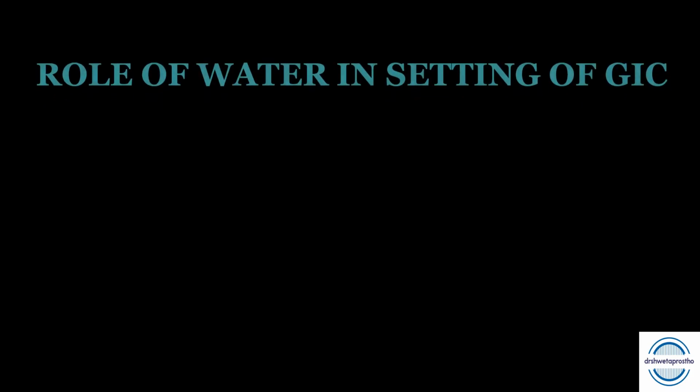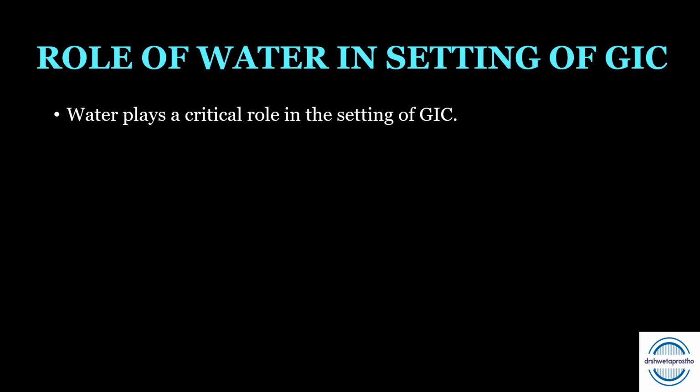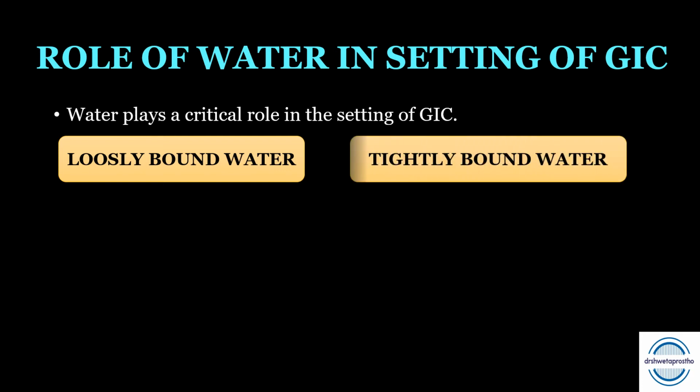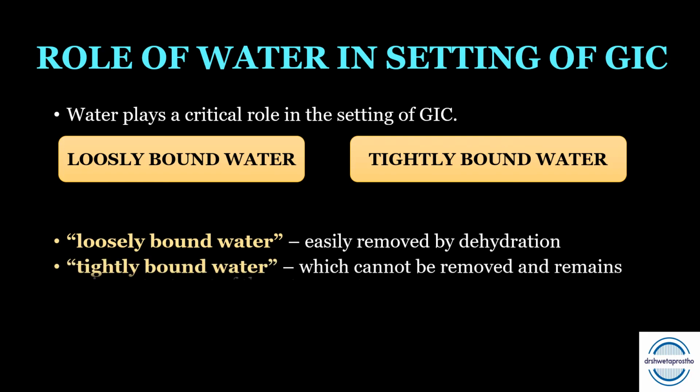Now let us discuss the role of water in the setting of glass ionomer cement. As we just discussed, water plays a critical role in the setting of glass ionomer cement. The water content can be divided into the loosely bound water and the tightly bound water. Loosely bound water is easily removed by dehydration, while the tightly bound water cannot be removed and remains an important part of the set cement. It forms in the gel.